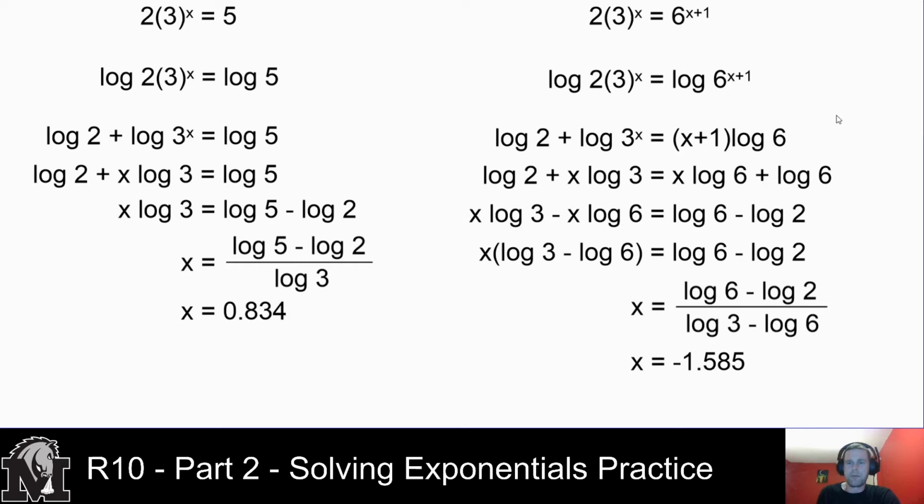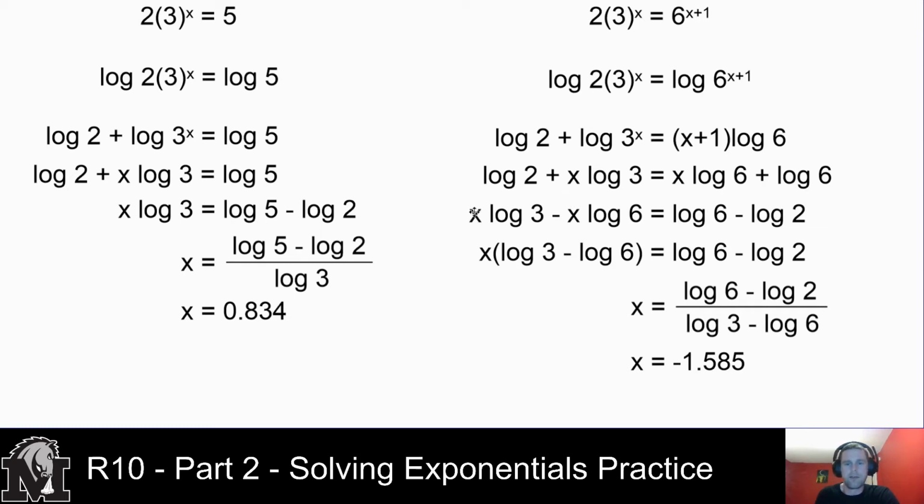And then my next step, which we haven't had to do yet, is to collect all the x's together, or all the x terms. So this term has an x in it, this term has an x in it, so I have to move those to the same side, and anything without an x moves to the other side. So x log 3 stays on this side. X log 6, I have to subtract that to the other side. This log 2, I have to subtract it over to the other side, and this log 6 was already there.